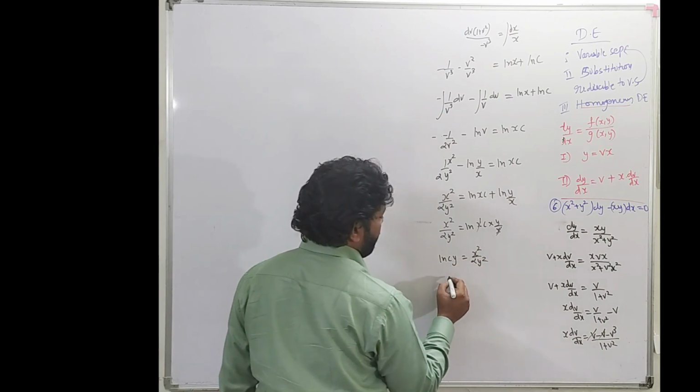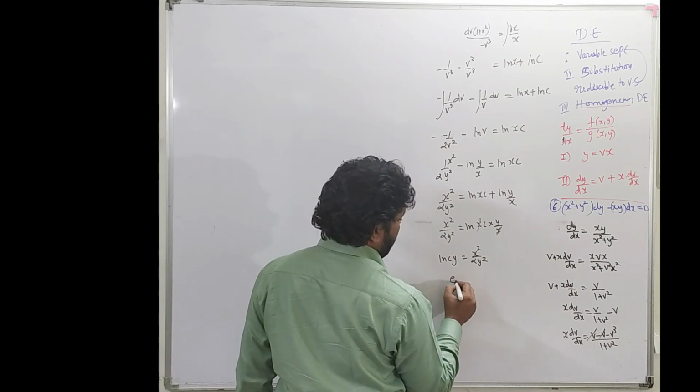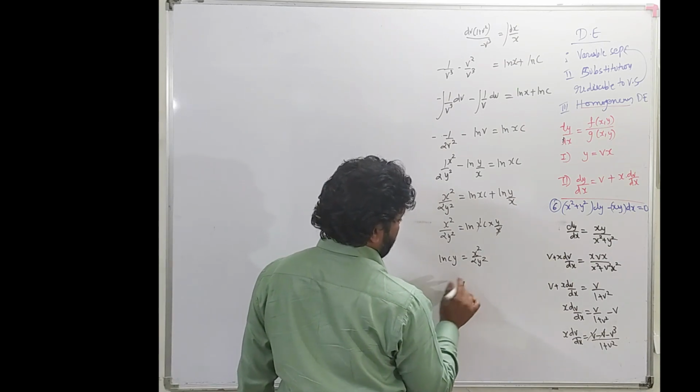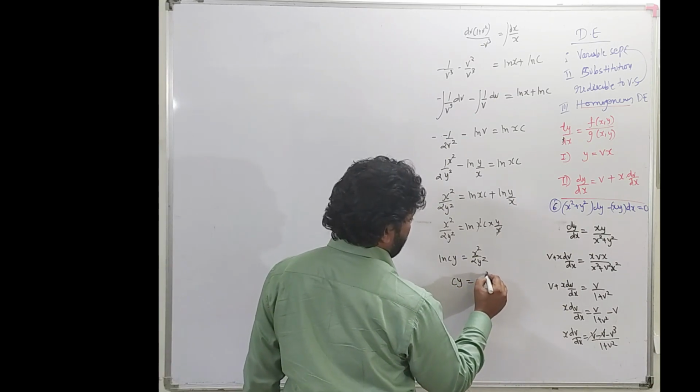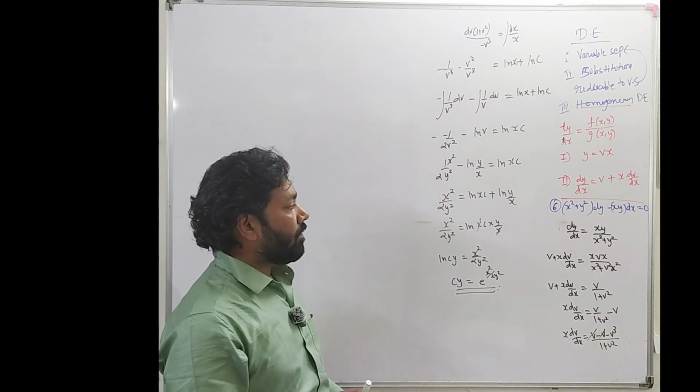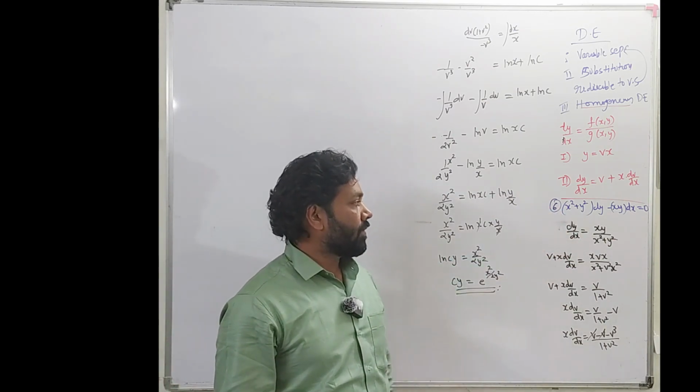You can further convert it if you want in exponential format. Cy will be equal to e to the power x square by 2y square. So you can keep this one as a final answer for the solution of this differential equation.